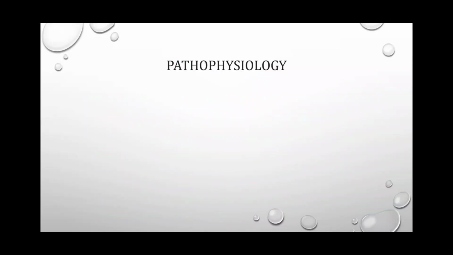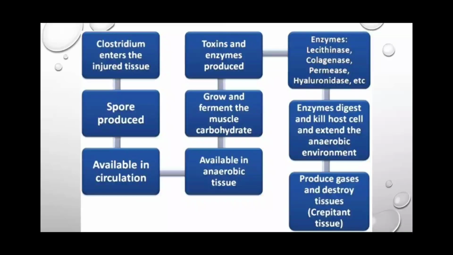Now let's talk about the pathophysiology, or how this bacteria causes infections in the host cell. First, this Clostridium bacteria enters the injured tissue. After that they will produce spores, which then enter into the blood vessels and become available in the circulation. These spores later go into different anaerobic tissues present in our body, they will grow and ferment the muscle carbohydrate, and later toxins and enzymes are produced from these muscles and other substances from the host.